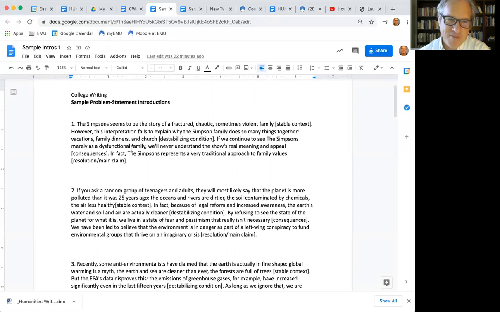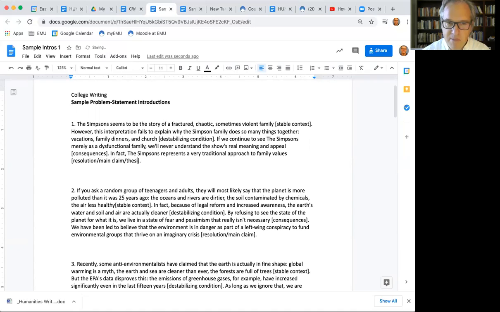The Simpsons seems to be the story of a fractured, chaotic, sometimes violent family. That's the stable context. However, this interpretation fails to explain why the Simpson family does so many things together: vacations, family dinners, and church. That's the destabilizing condition. If we continue to see the Simpsons merely as a dysfunctional family, we'll never understand the show's real meaning and appeal. Those are consequences. In fact, The Simpsons represents a very traditional approach to family values. Okay, that's the resolution, main claim, or we could say thesis of this paper.